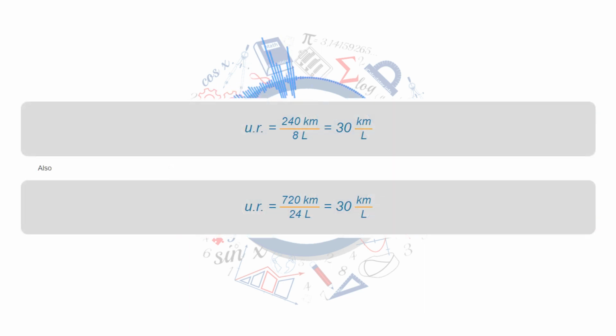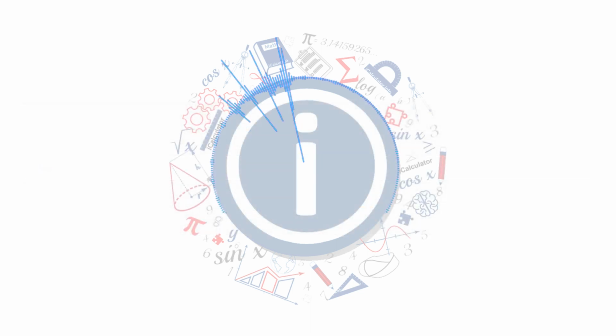For example, if a car travels 240 kilometers with 8 liters of gasoline, it can travel for other 720 kilometers with 24 liters of gasoline if moving at the same rate, speed. The unit rate, UR, of gasoline consumption therefore is as shown on screen. Since their two unit rates are equal, we say they are in proportion.